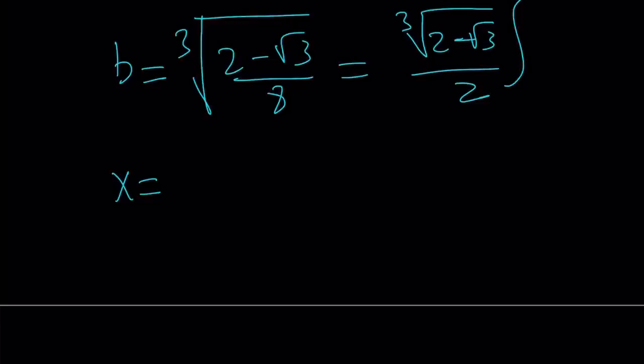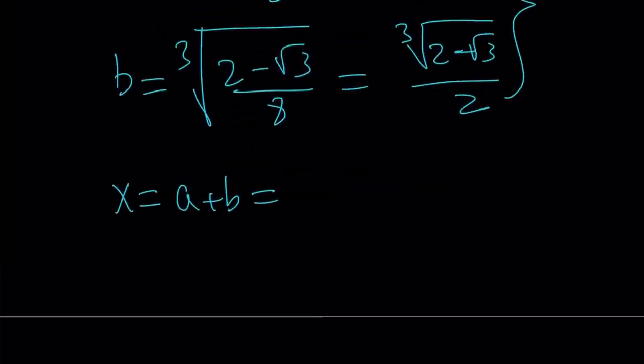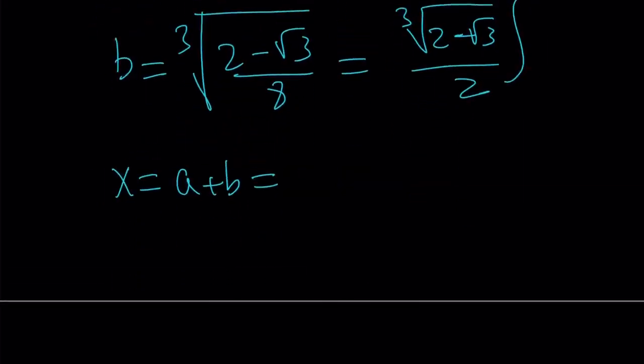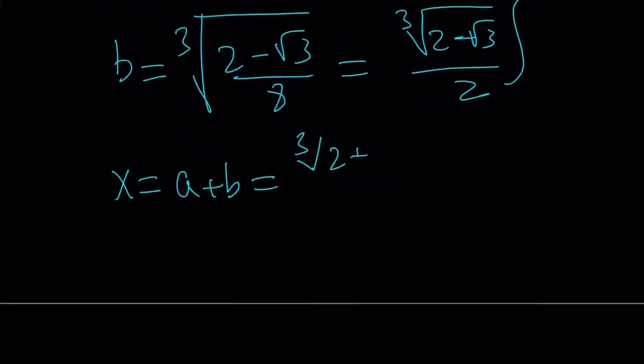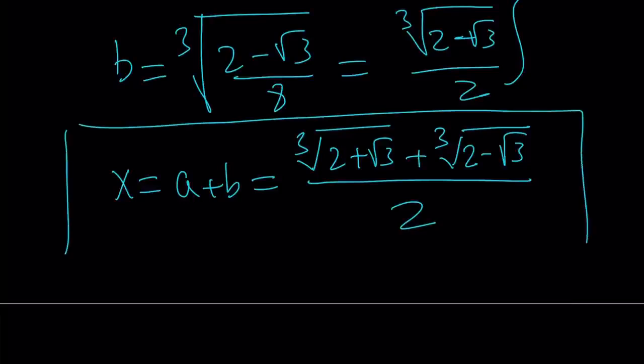So let's go ahead and write x as a plus b, and that just gives me, since they have a common denominator, x becomes the cube root of 2 plus root 3 plus the cube root of 2 minus root 3, divided by 2. And that gives me the real value of x, but are there any other real solutions, and how can we find that?